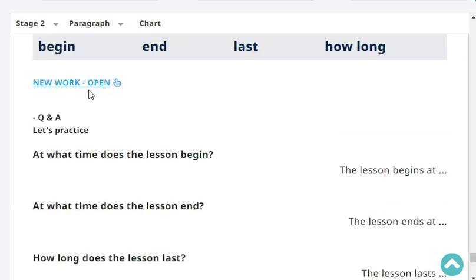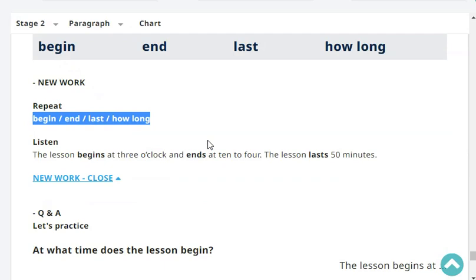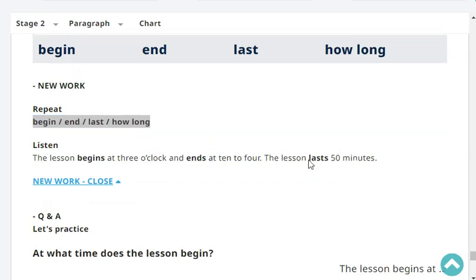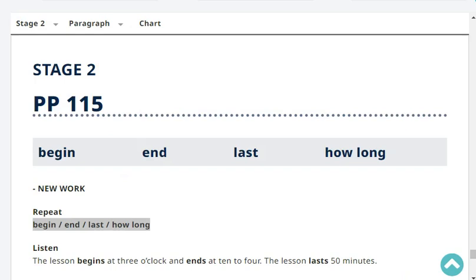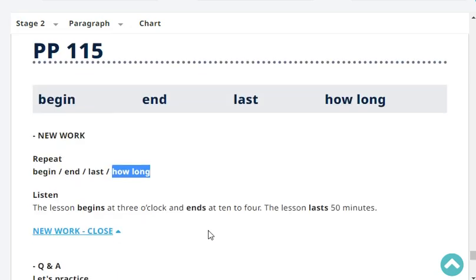Okay, next repeat. Begin, end, and last. How long? Very good. Okay, listen. The lesson begins at 6 p.m. and ends at 6:25 p.m. The lesson lasts 25 minutes.